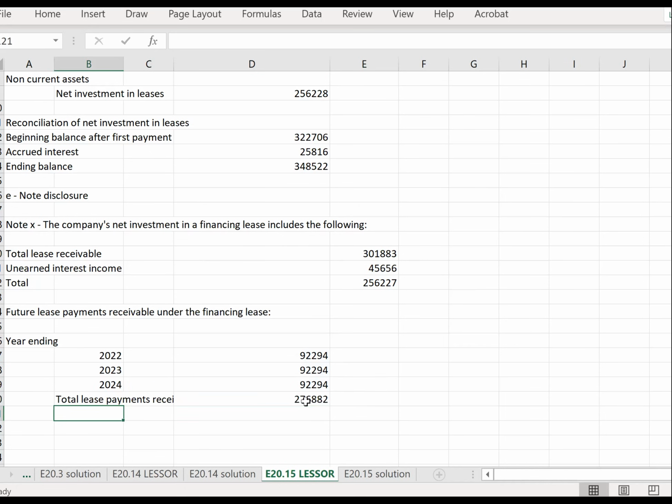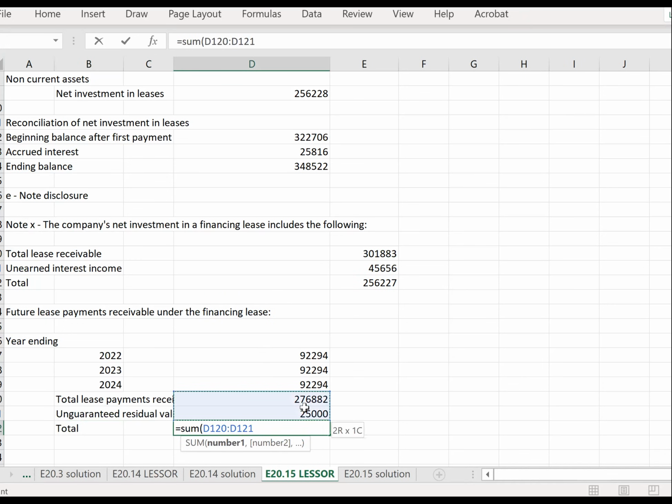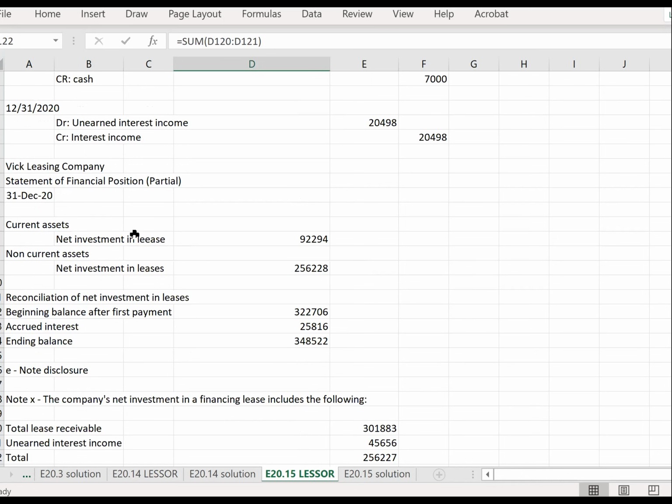And we're also going to have the unguaranteed residual value, which we're going to disclose in the financial statements. Residual value, which is going to be 25,000. So our total then is going to be the sum of these two things, which is going to be 301,882. And that takes us through all of our statement of financial position disclosures.